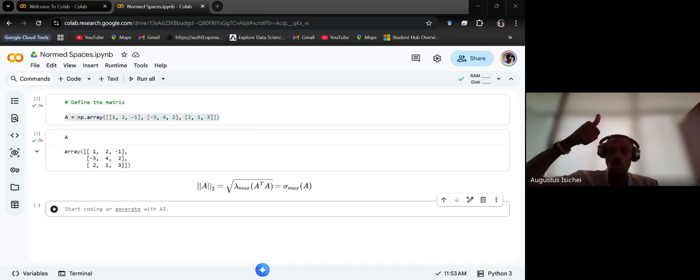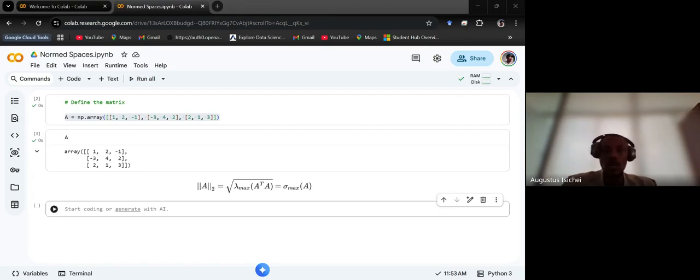So this is what we want to compute. Now I have already presented A as an array. So the next step to be taken is to compute the product, A transpose times A. But the first thing I have to do is to get the transpose of A. Okay, what's the transpose of A?